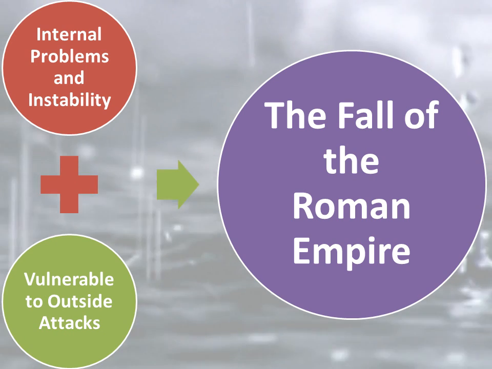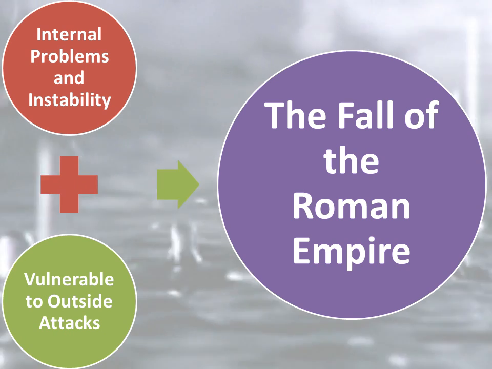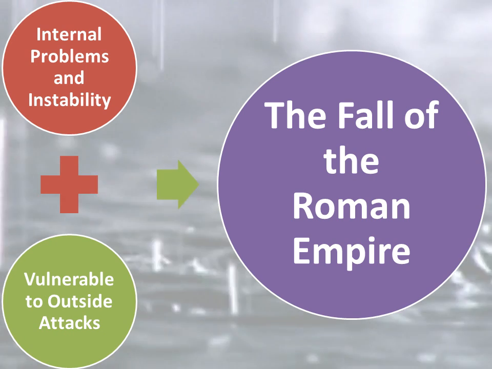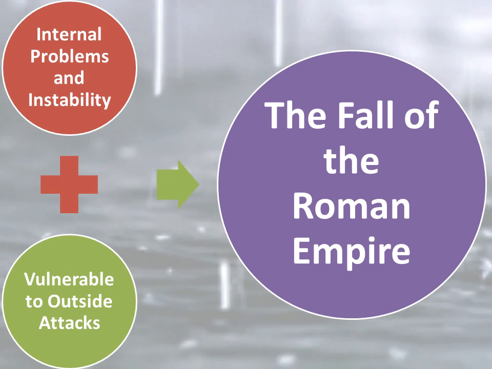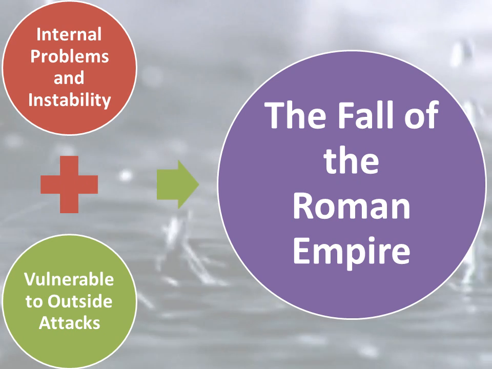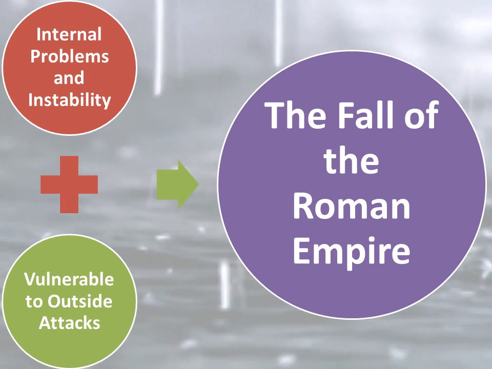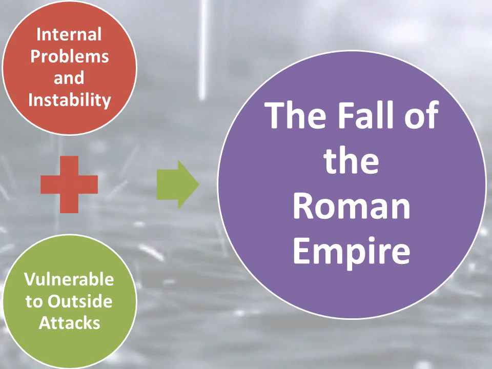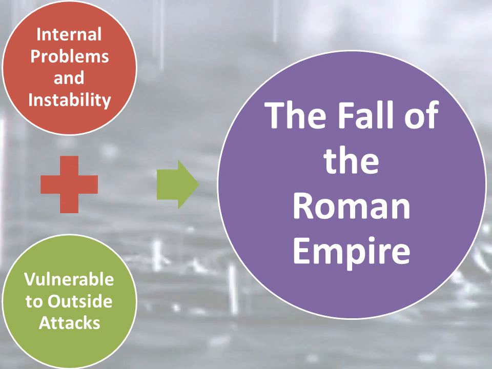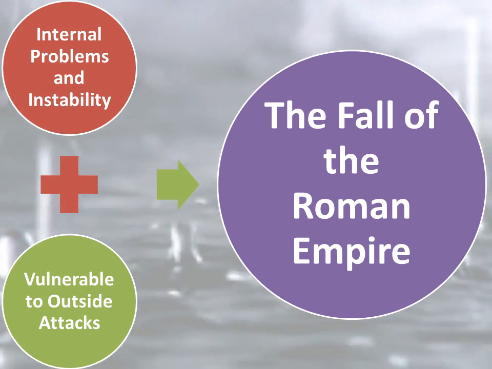The fall of the Roman Empire happened as a result of 2 different types of problems. The first problems were issues within Rome and the Roman government. These were internal problems that caused instability. The second kind of problem were issues that made Rome exposed and susceptible, or vulnerable, to outside attacks by neighboring groups.